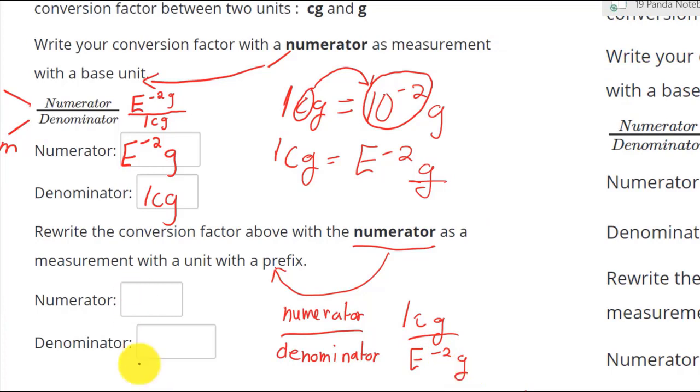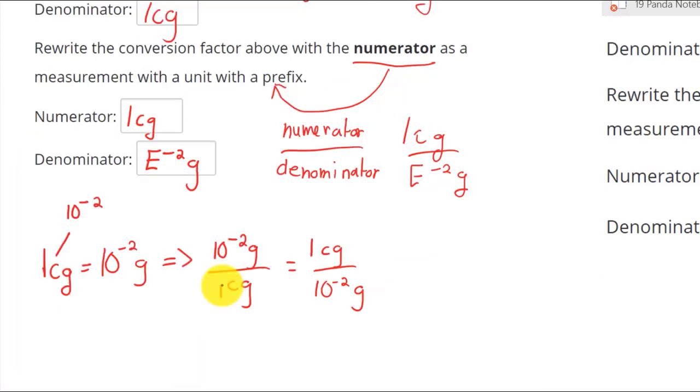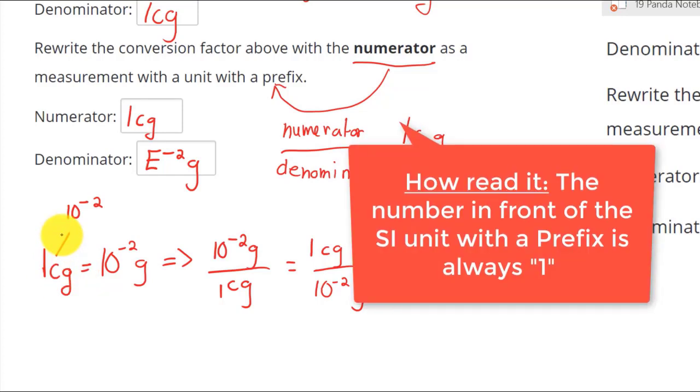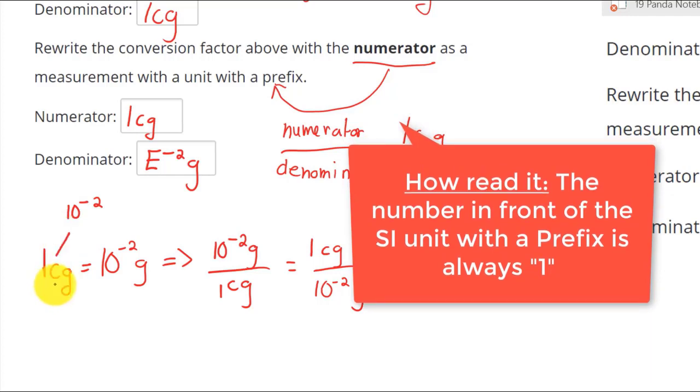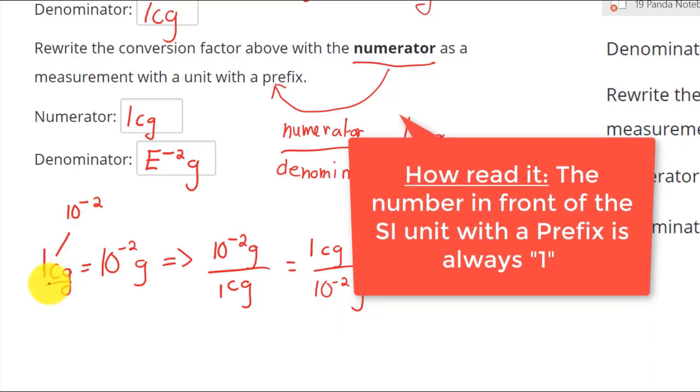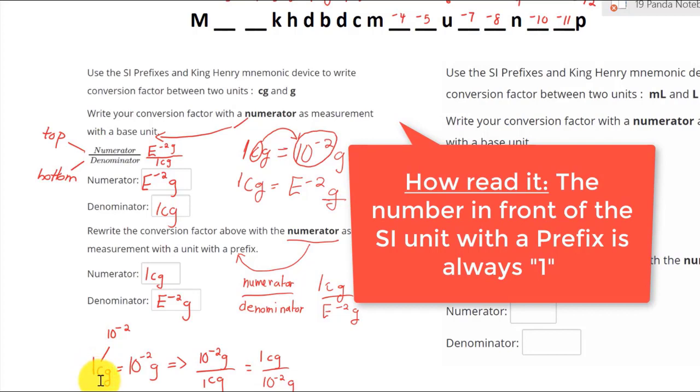Now let's submit our answer. Your numerator is 1 centigram. Your denominator will be capital E, -2 gram. Okay. Now you should see a pattern, okay? A centi will always be a 10 to the -2. So this is your prefix right here. We always have to put a 1 in front of our prefixes.